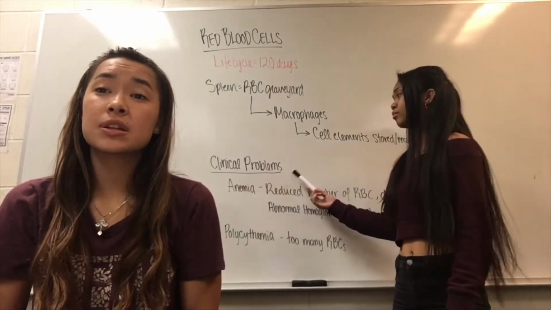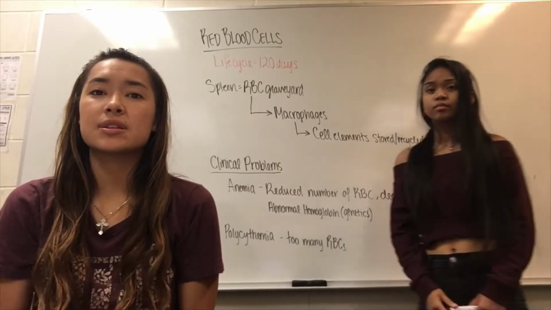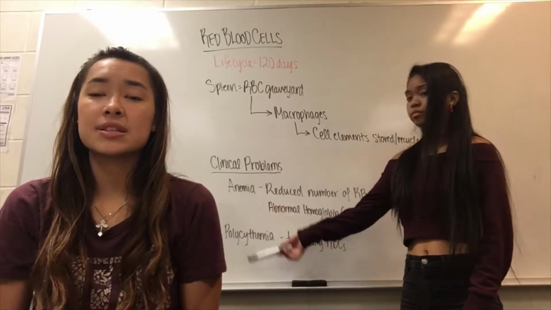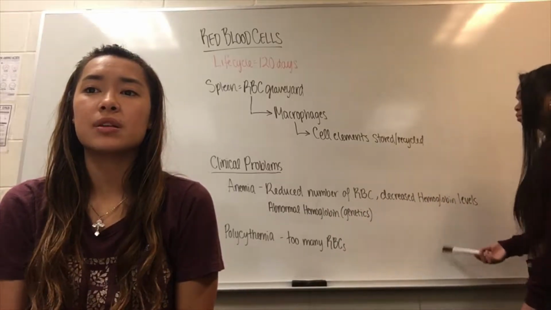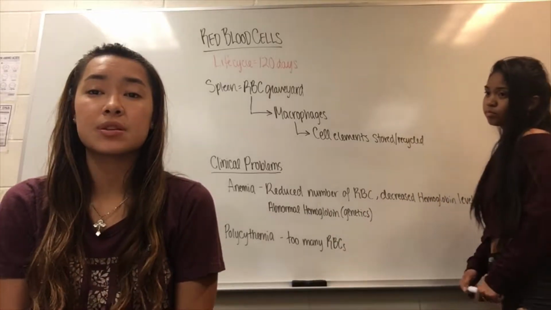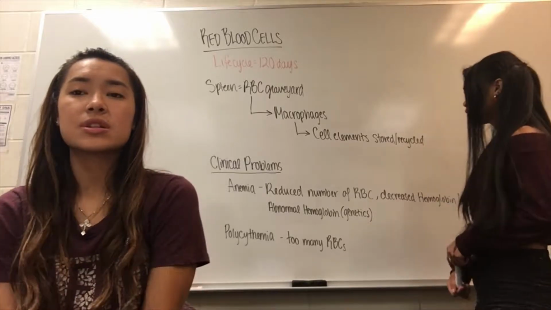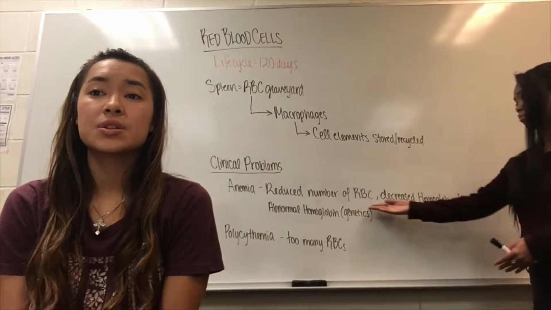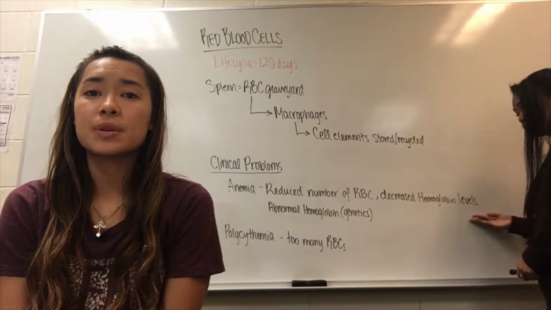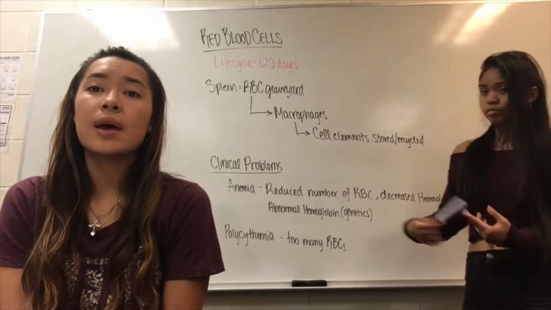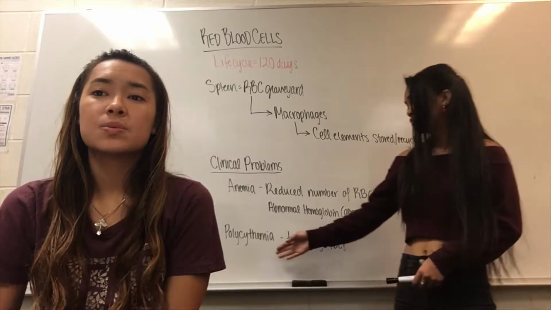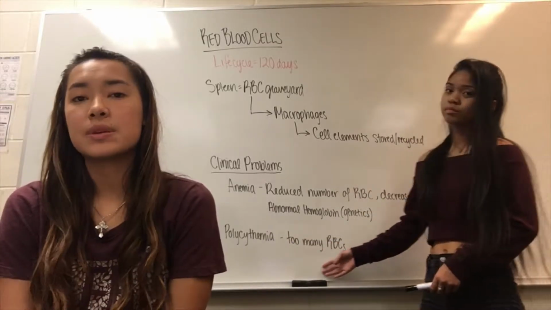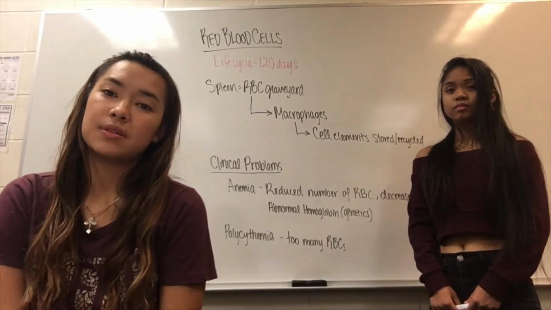There are also clinical problems associated with red blood cells. They are anemia and polycythemia. Anemia is reduced oxygen carrying capacity in blood, also a sign that something is wrong. This is caused by decreased numbers of red blood cells, decreased hemoglobin levels, and abnormal hemoglobin from genetics. Polycythemia is where there are too many red blood cells, which is the opposite of anemia.